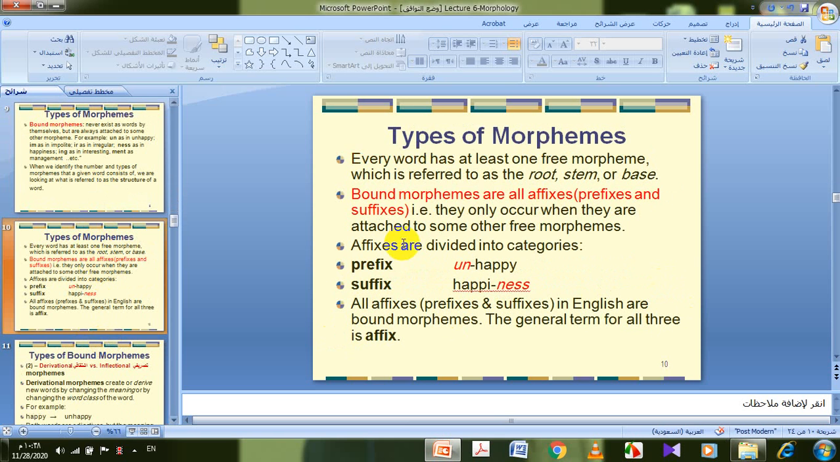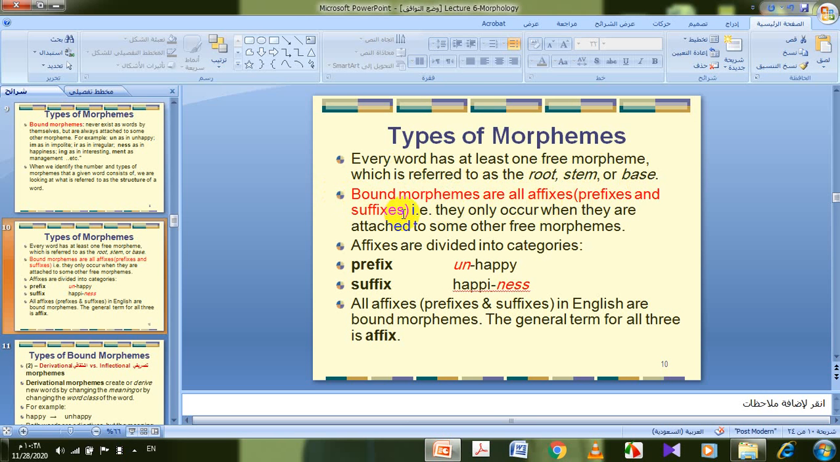Okay, every word has at least one free morpheme, of course, and it is called the stem or the root. Any word must have at least one free morpheme, which is referred to as the root, الجذع الأصل, the stem or the base. Root, stem, base. This is clear cut.